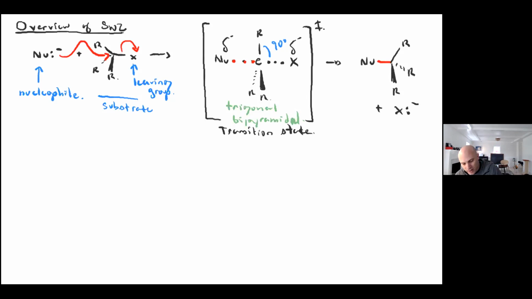You can put this on an energy diagram, and it just looks something like this. It goes through a single saddle point. Let's talk very quickly about the orbital interactions.